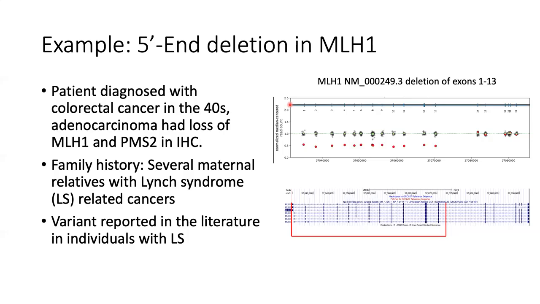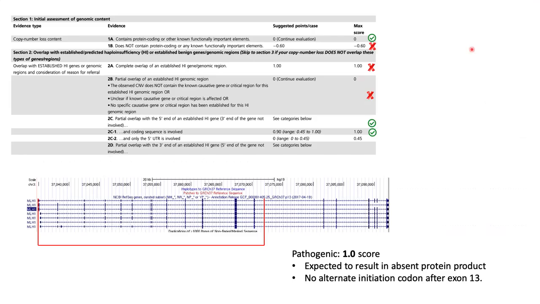So for those who are not familiar with hereditary cancer, in particular this gene, that immunohistochemistry loss is a signature of haploinsufficiency of MLH1. And as a family history, this patient had several maternal relatives with cancers within the Lynch syndrome spectrum. And this variant was also reported in the literature in individuals with Lynch syndrome. So let's start with the rubric and see how it works, okay?